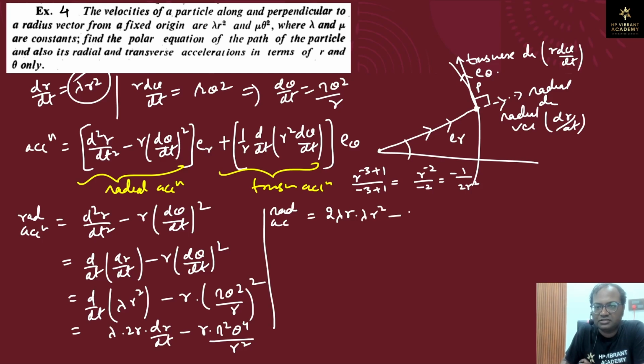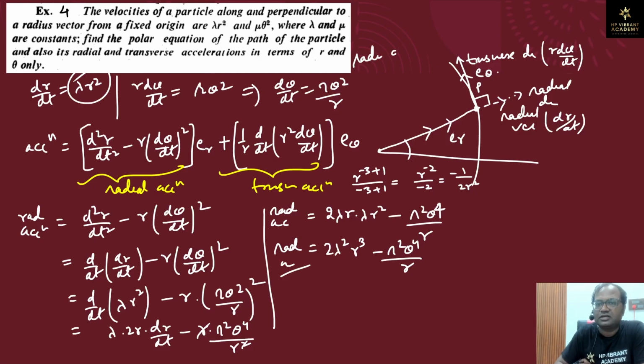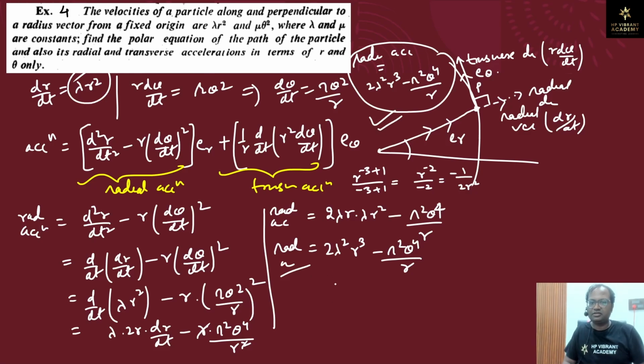this gets cancelled. This is equal to μ²θ⁴/r. This is equal to 2λ²r³ minus μ²θ⁴/r. This is the radial acceleration. So we have the radial acceleration as 2λ²r³ minus μ²θ⁴/r. Okay, this is our radial acceleration.